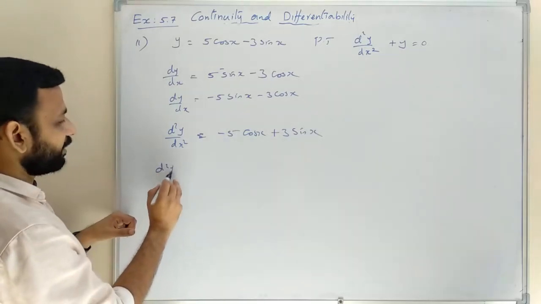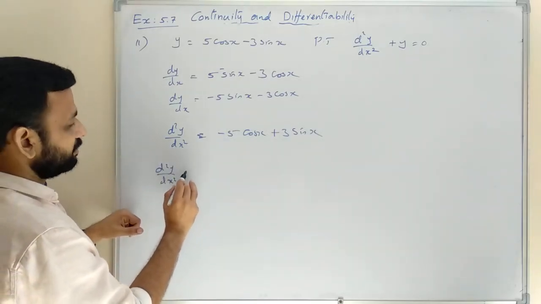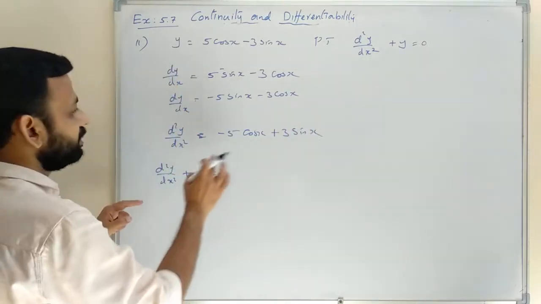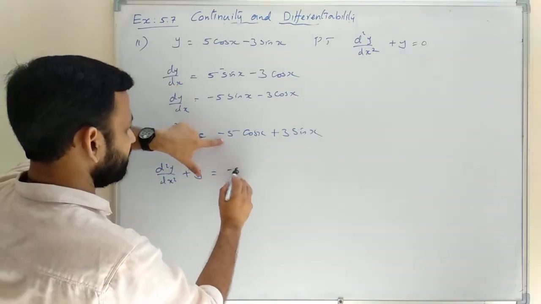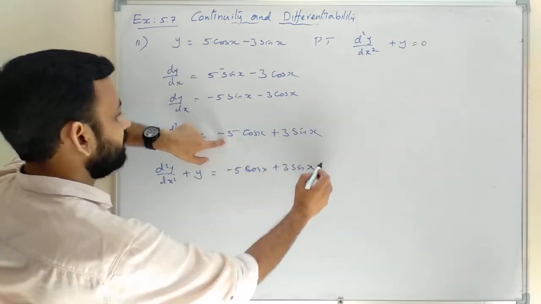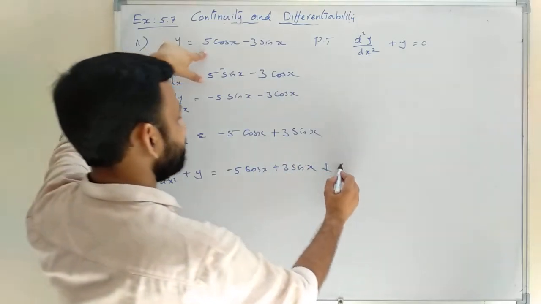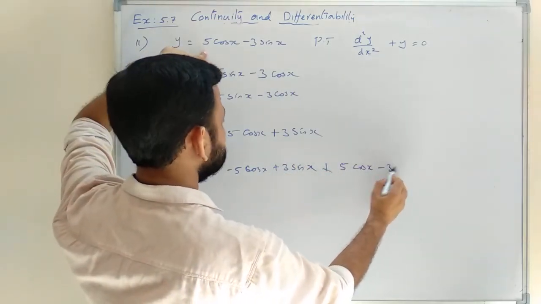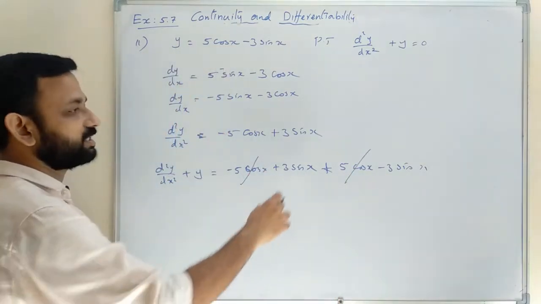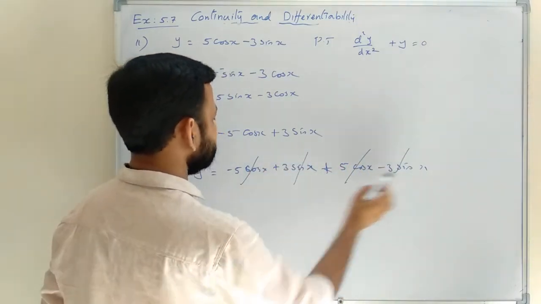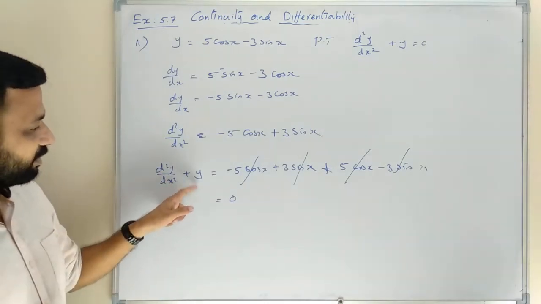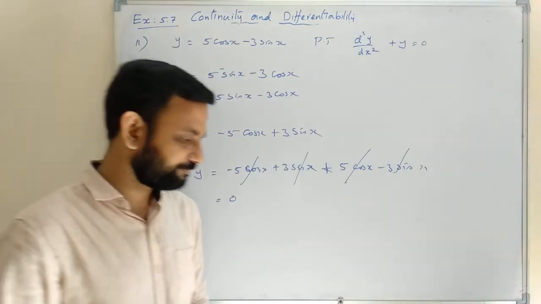Then d square y by dx square plus y equal to, d square y by dx square being minus 5 cos x plus 3 sin x, plus y, 5 cos x minus 3 sin x. So here minus 5 cos x plus 5 cos x and plus 3 sin x minus 3 sin x cancel, so we got 0. So d square y by dx square plus y equal to 0.